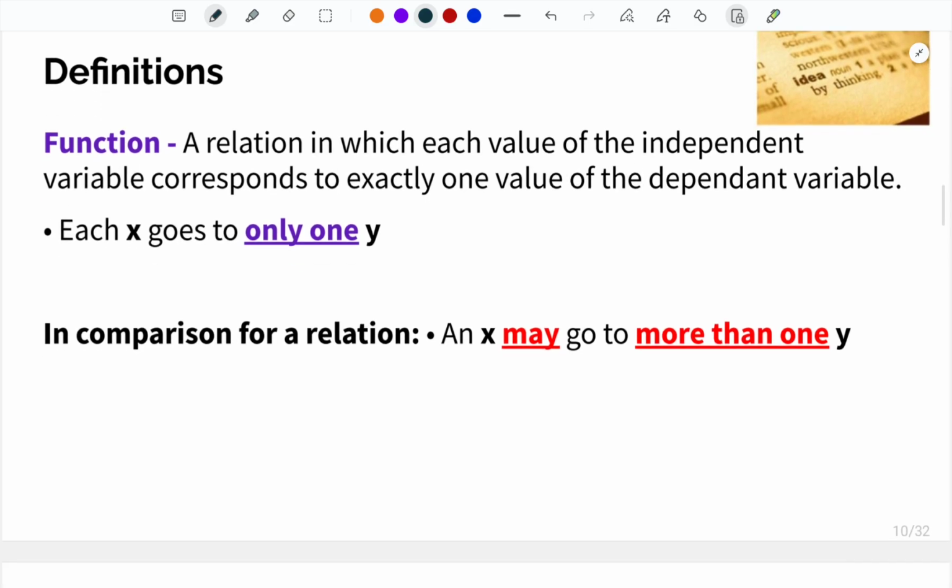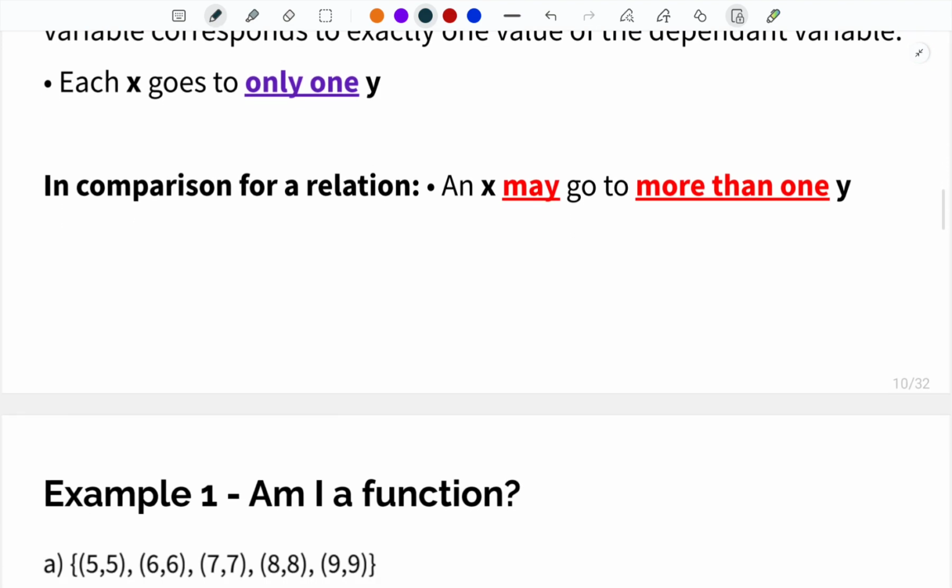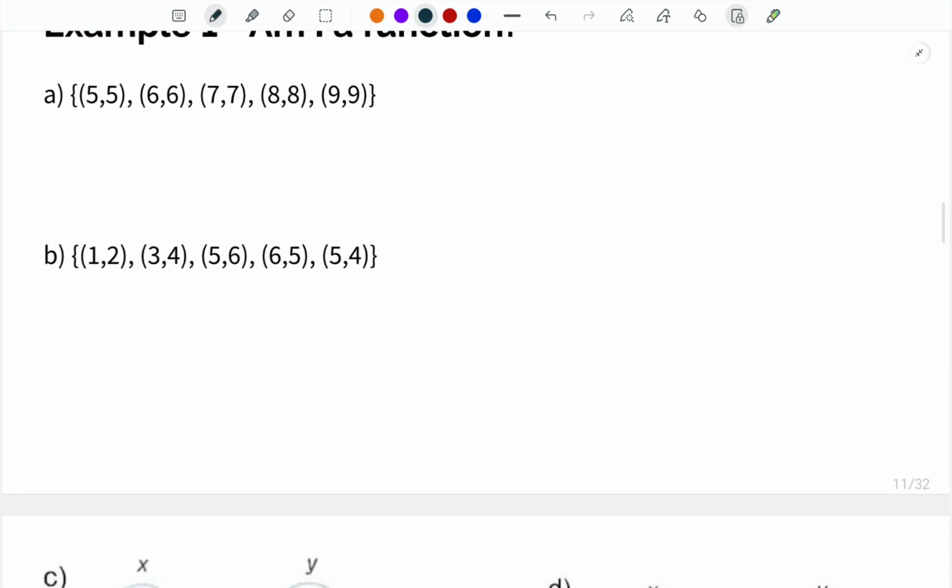Okay, so what is a function? Well, a function is actually just a specific kind of relation. It's one where each value of the independent variable, so each x value, we can say, corresponds to exactly one value of the dependent variable. Feels a little odd. We can also say that each x goes to only one y. And as we spend more time with it, hopefully it'll make more sense. But at first, the definition might not seem like the most obvious thing. But let's take a look at these.